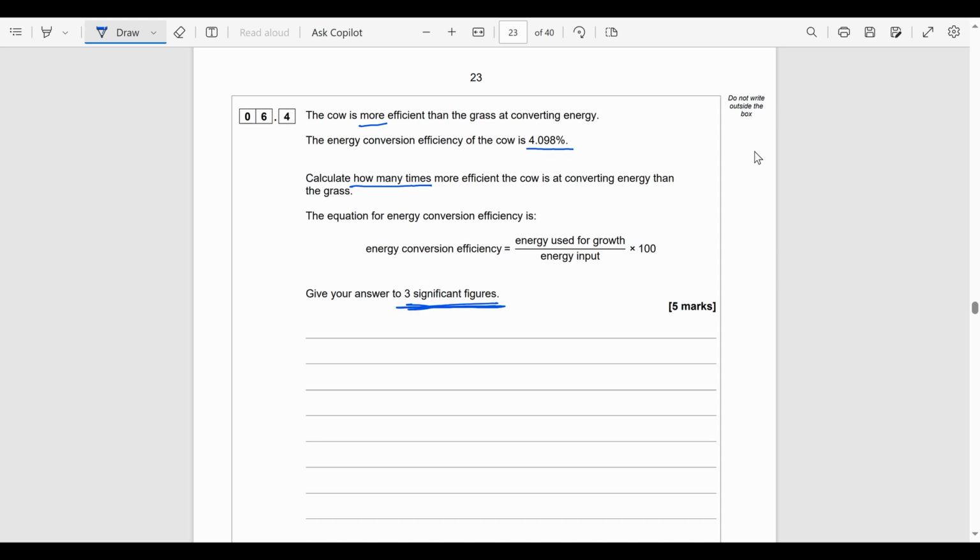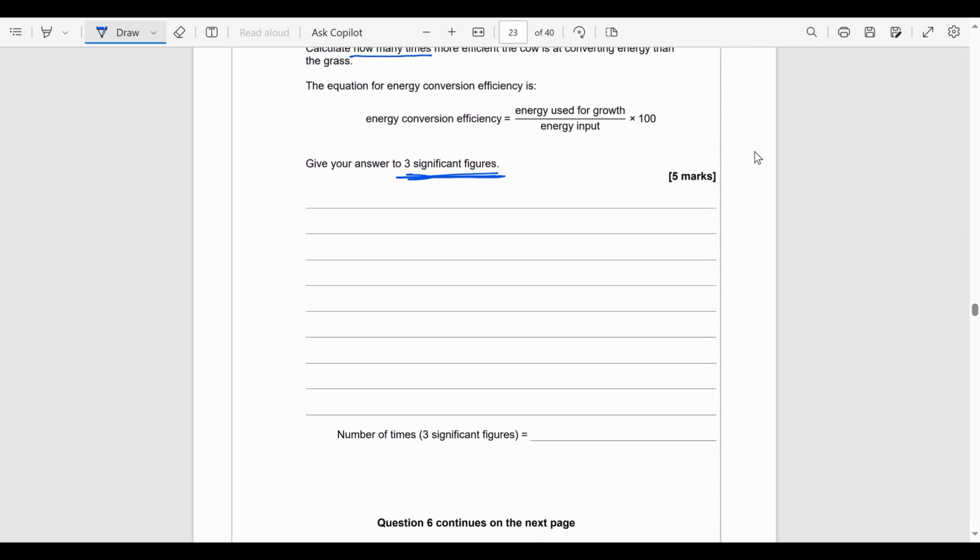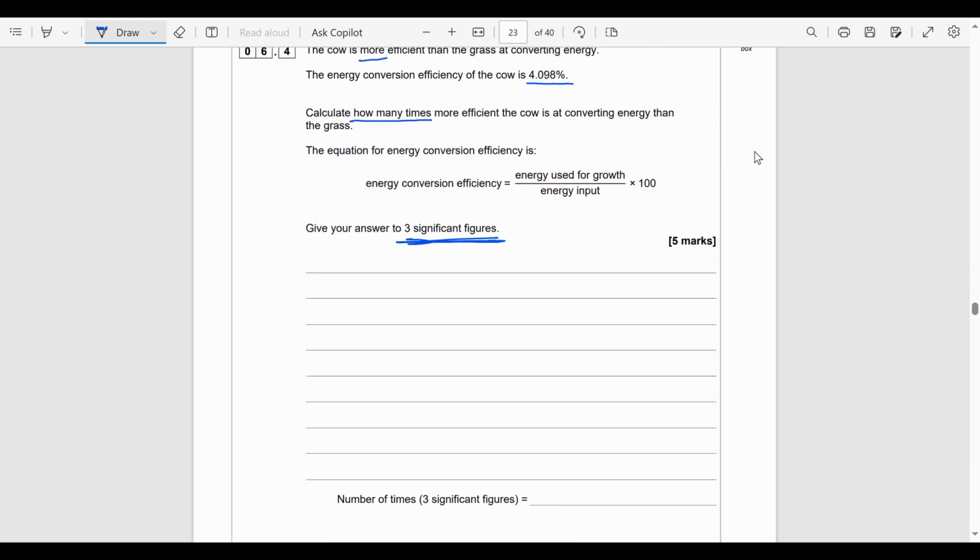Right. So we've got to use this equation. However, it's asking us to calculate how many times more. So that means that we need 2 values of efficiency, and then we need to find out a factor of how many times more. So that means that we don't need in our final answer a percentage. We need how many more times. And that's why it says number of times.